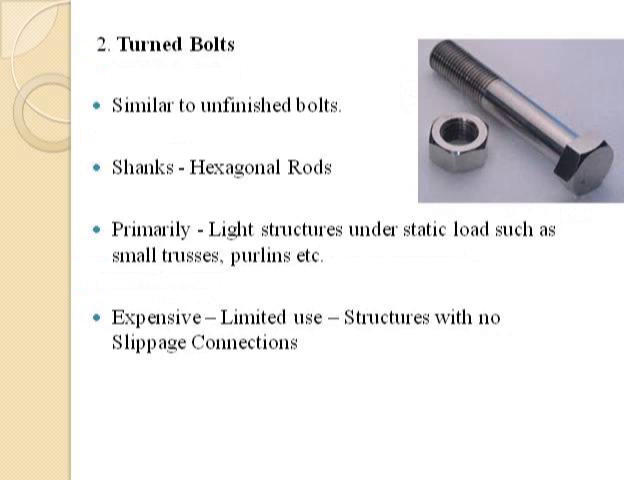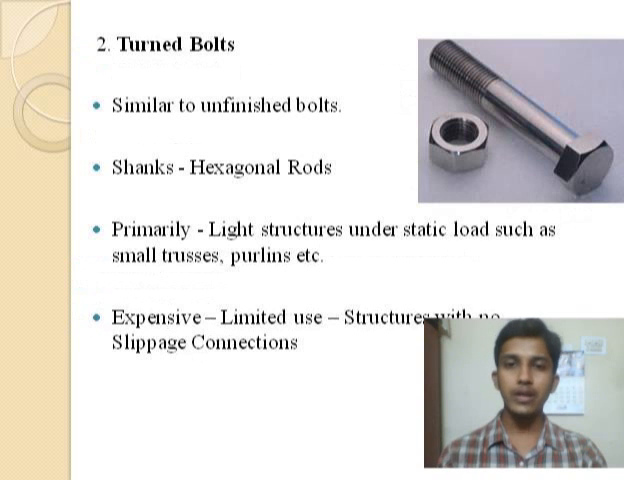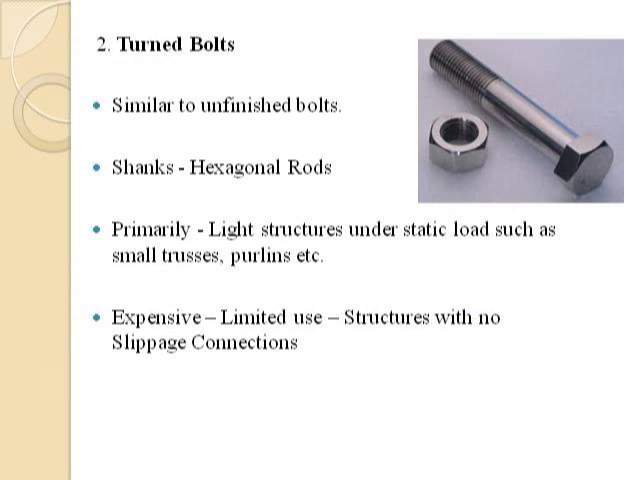Then we have turned bolts. These are similar to unfinished bolts, and these have a hexagonal shank, again primarily for light structures under static load, such as small trusses and purlins. Then if we go for some expensive bolts, we will use them limitedly for structures with no slipping connections.